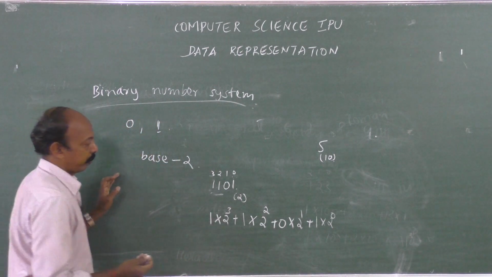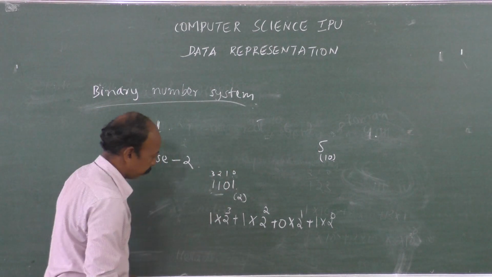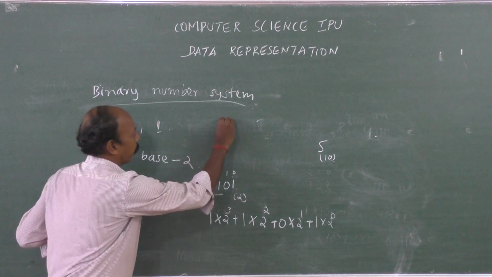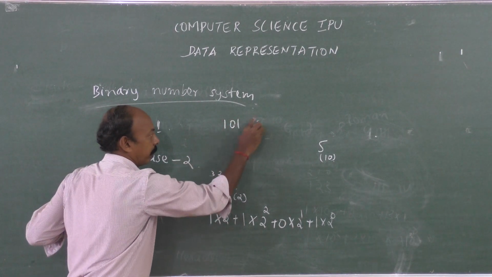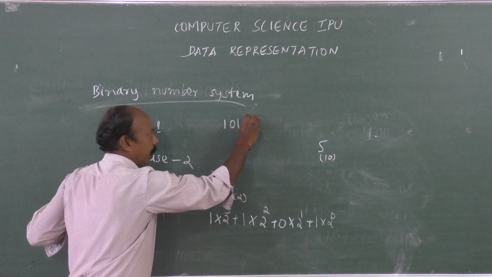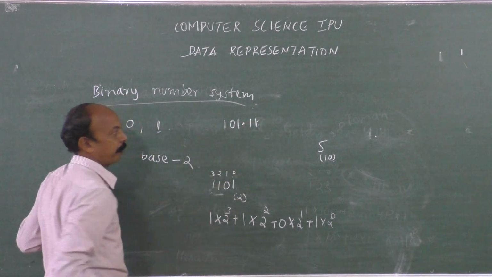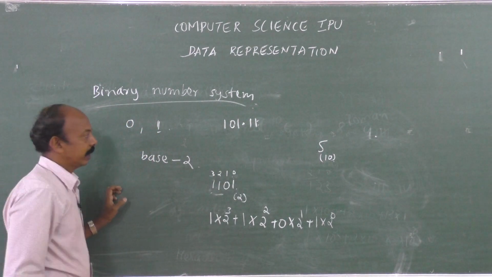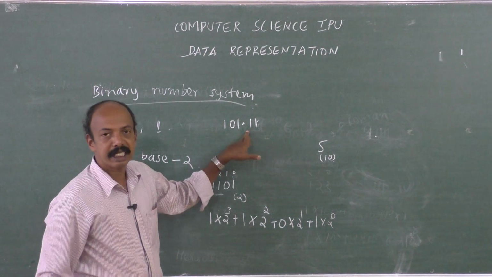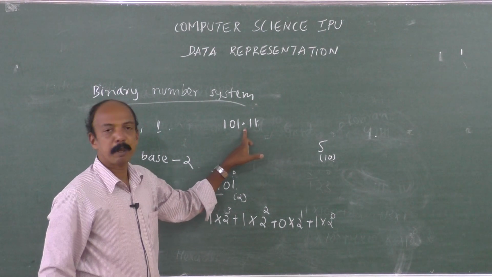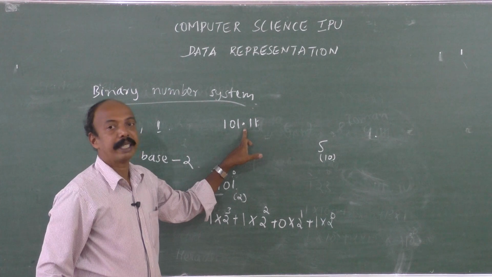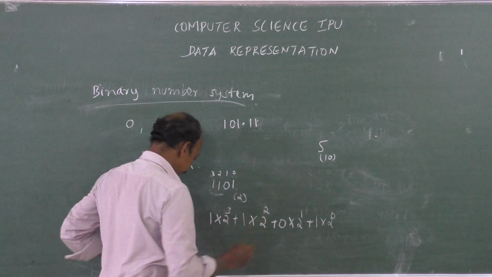If we have, for example, one more number, we shall take 101.11. How can we write this? Even the same thing can be written in the decimal number system, where we can have a decimal point, but here it's called a binary point. So how can we represent this now?